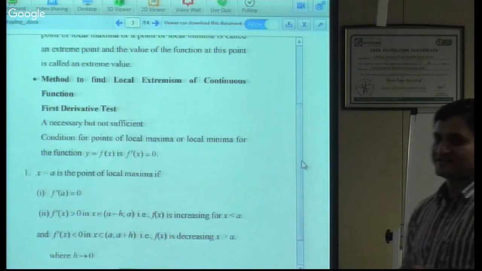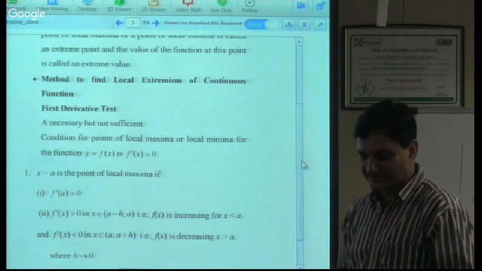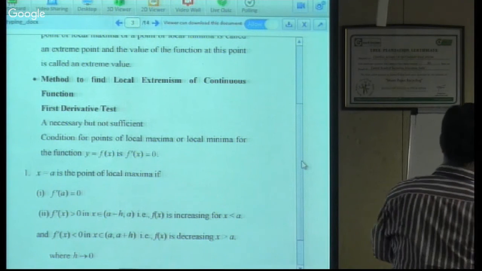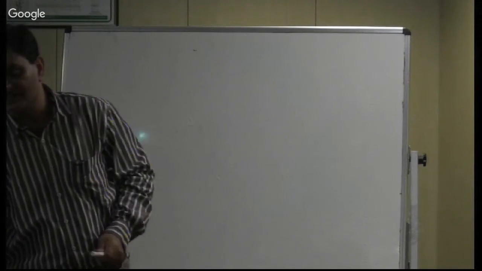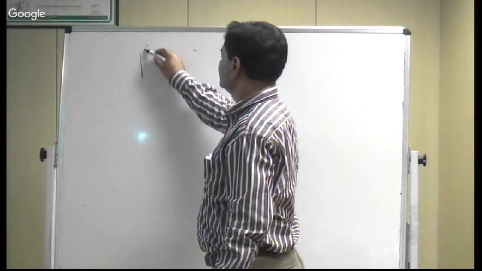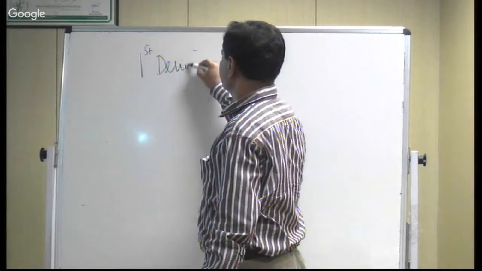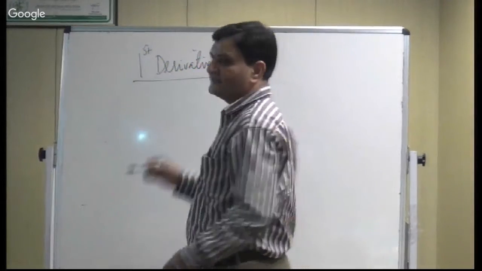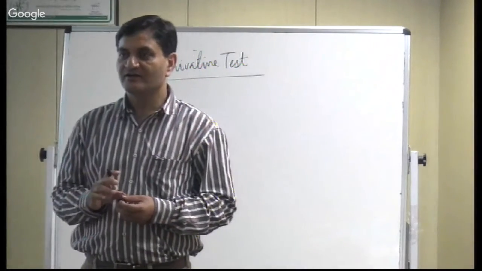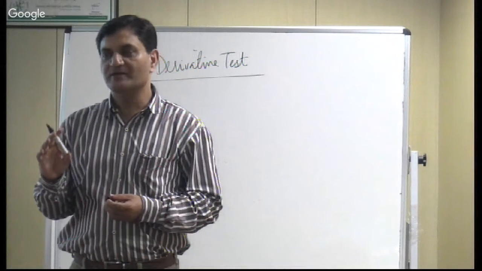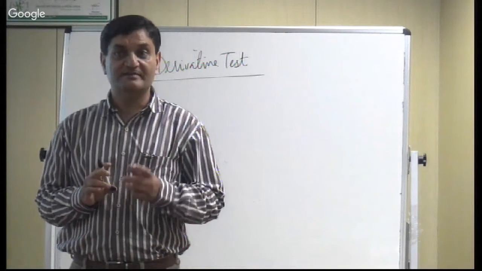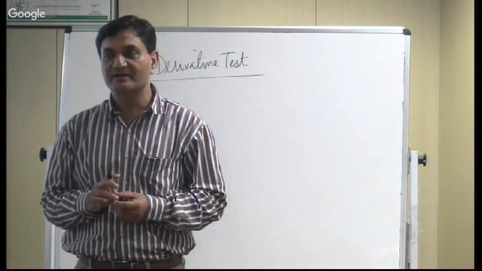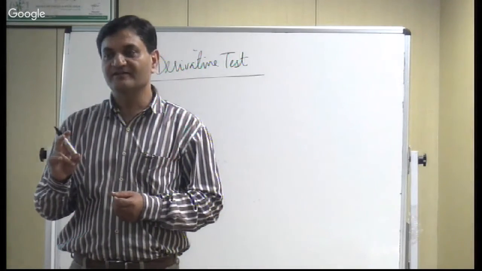Now, first derivative test. We'll first understand the first derivative test, right? See, there is a necessary but not sufficient condition for points of local maxima minima. What is that condition? A necessary but not sufficient condition for points of local maxima minima is that if the derivative exists, it is equal to 0.